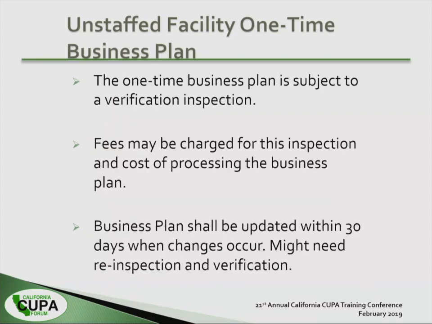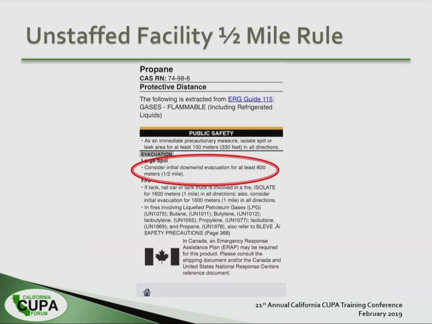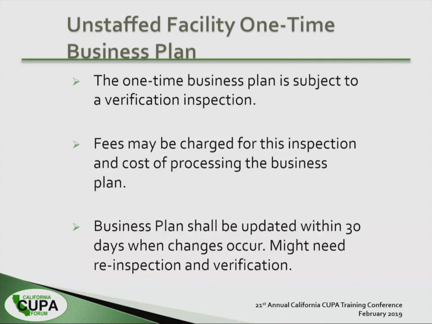The one-time business plan is subject to verification, so there might be fees applicable just for that one time the inspector comes out and takes a look at your facility, does an inspection. There might be some processing fee, the one-time fee. But if there's any changes to your business plan, you need to make sure that it's identified, and there might be additional charges because you made changes to the business plan. The inspector has to still come and verify and make sure that you're still a remote site. You still meet the threshold requirements. You're still within the half-mile radius.